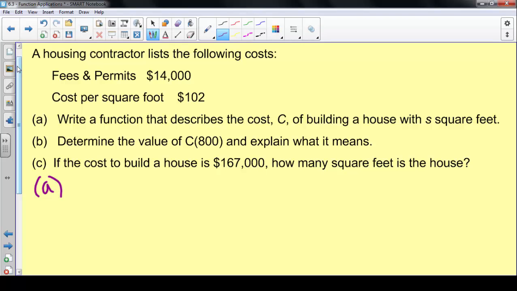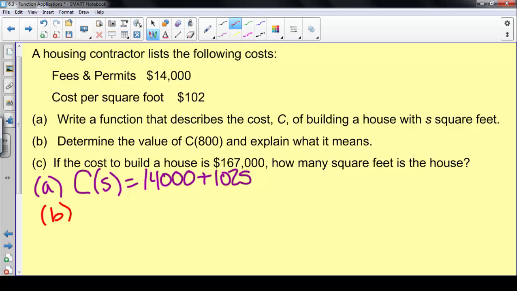Alright, so the first one, we want to figure out a function that describes the cost. So the cost includes these fees and the cost per square foot. Notice that this is the number that can change. So I'm going to just go ahead and do cost is based on square feet. This 14,000 stays because that's fees that we're paying regardless of the size of the house. But then we also have $102 per square foot. So each square foot is going to add $102 to our total cost. So you have 800. We're just going to plug that 800 in.